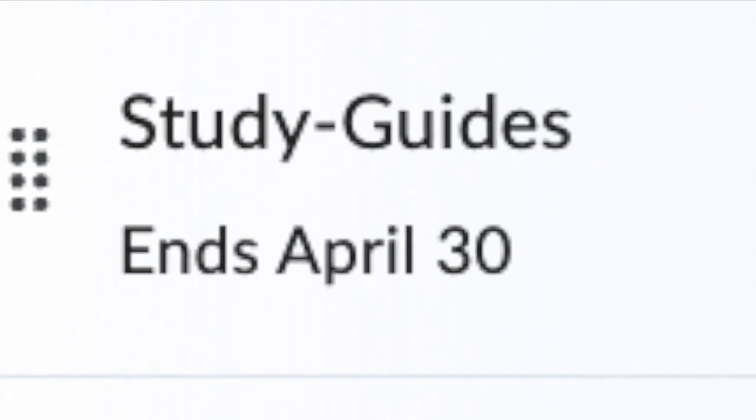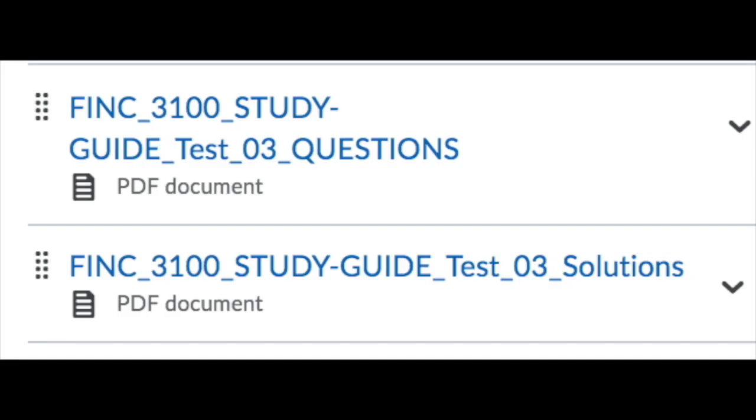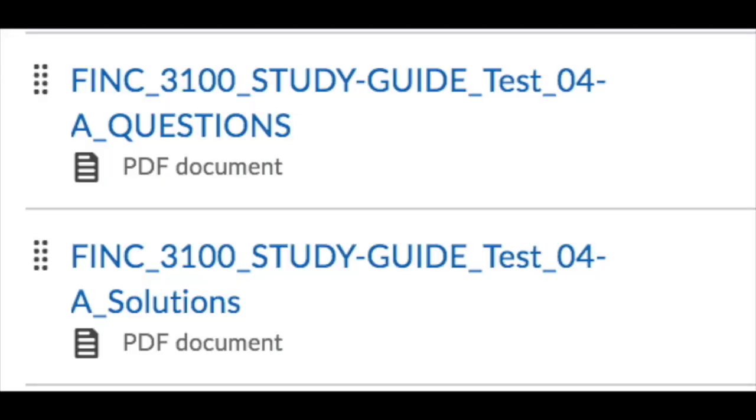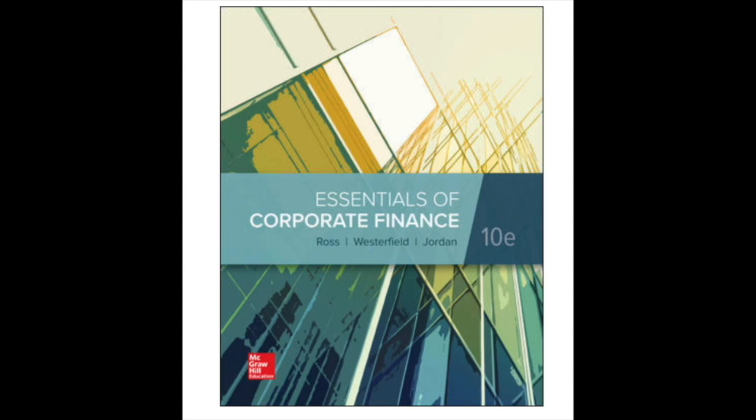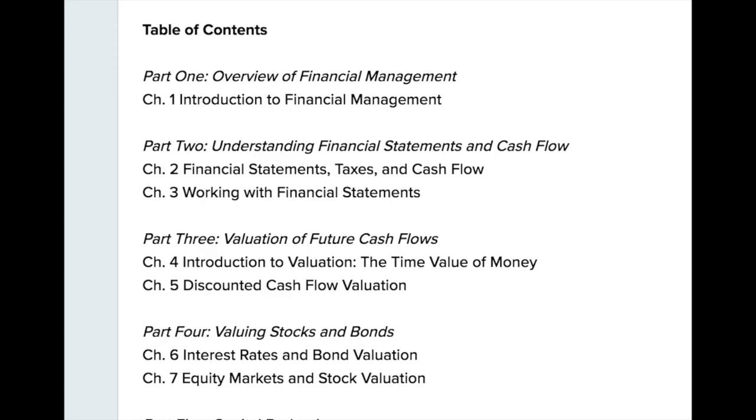If you have additional time, I would suggest that you, on the content page of the D2L course site, find the test study guides and review all of them. You'll find test study guides for Test 1, Test 2, Test 3, Test 4A, and Test 4B. So again, the second thing I would suggest you do is to review all of the test study guides. After you have reviewed all of the test study guides, if you still have additional time to prepare for the final exam, I suggest that you pull out your textbook and read through chapters 1 through 7.